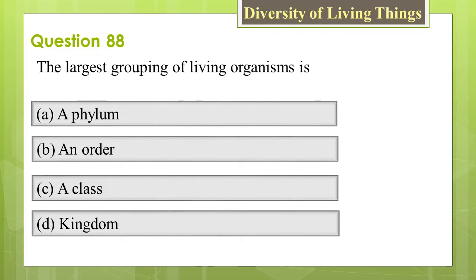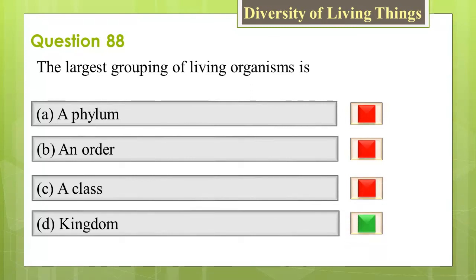Question 88. The largest group of living organisms is A. Phylum. B. An order. C. A class. D. Kingdom. Which one of the following alternatives is the best alternative? The best alternative is D. Kingdom.